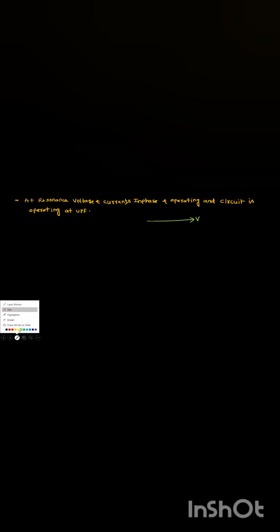Then if you write this is voltage and this is current. Voltage and current are in phase. Then what is the voltage across the inductor? You have to define the voltage across the inductor equal to I into XL.